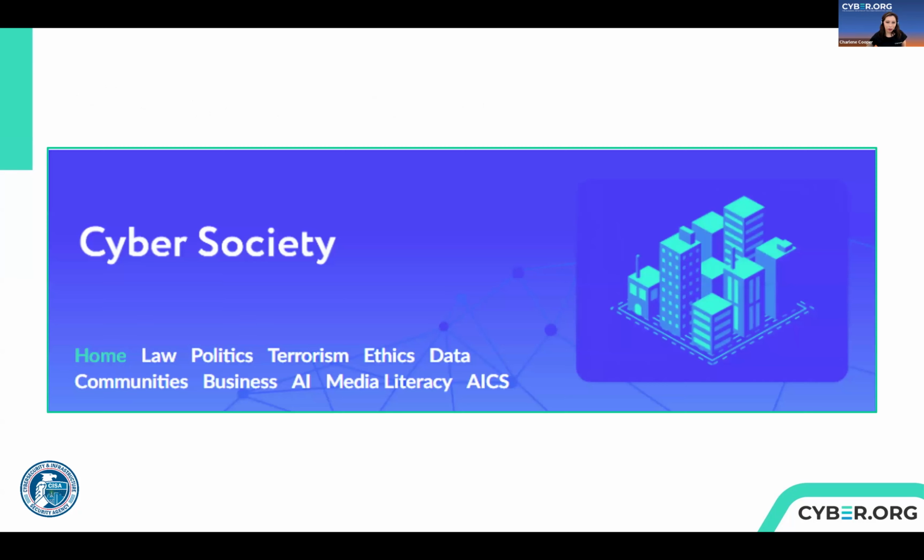And when you first go to the course, you're going to see these modules. You'll see that we have lessons on law, politics, terrorism, ethics, data, communities, business, AI, media literacy, and then at the end is ACES. One of the questions that I get asked sometimes in PDs is, do you start there at the beginning with law? And this is very modular, so you can pick a topic that is of interest to you and your students.